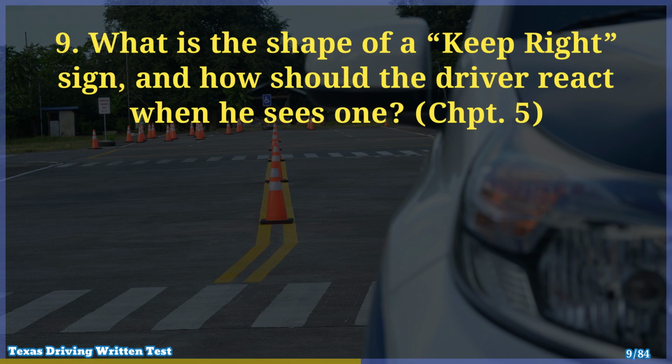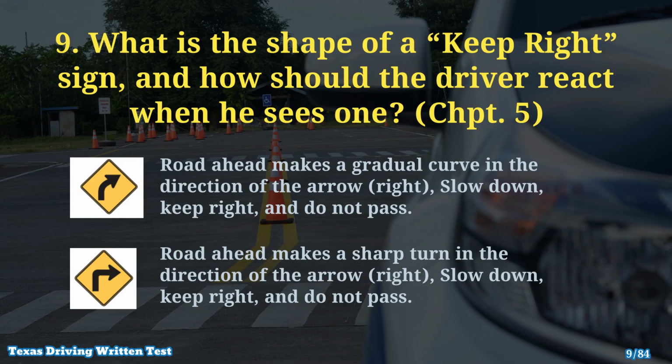Nine. What is the shape of a keep right sign, and how should the driver react when he sees one? These two signs indicate keep right. Road ahead makes a gradual curve in the direction of the arrow, right. Slow down, keep right, and do not pass. Road ahead makes a sharp turn in the direction of the arrow, right. Slow down, keep right, and do not pass.